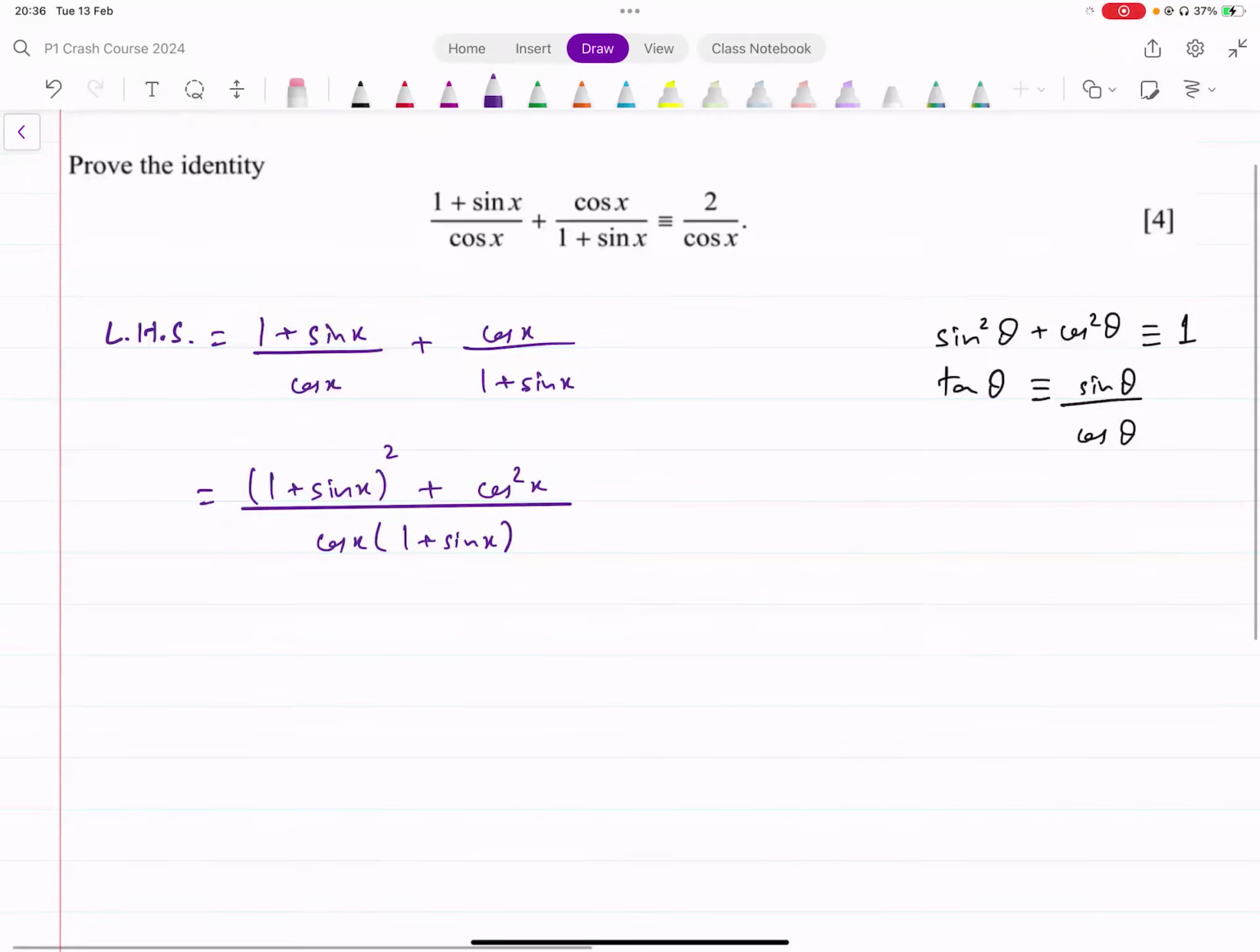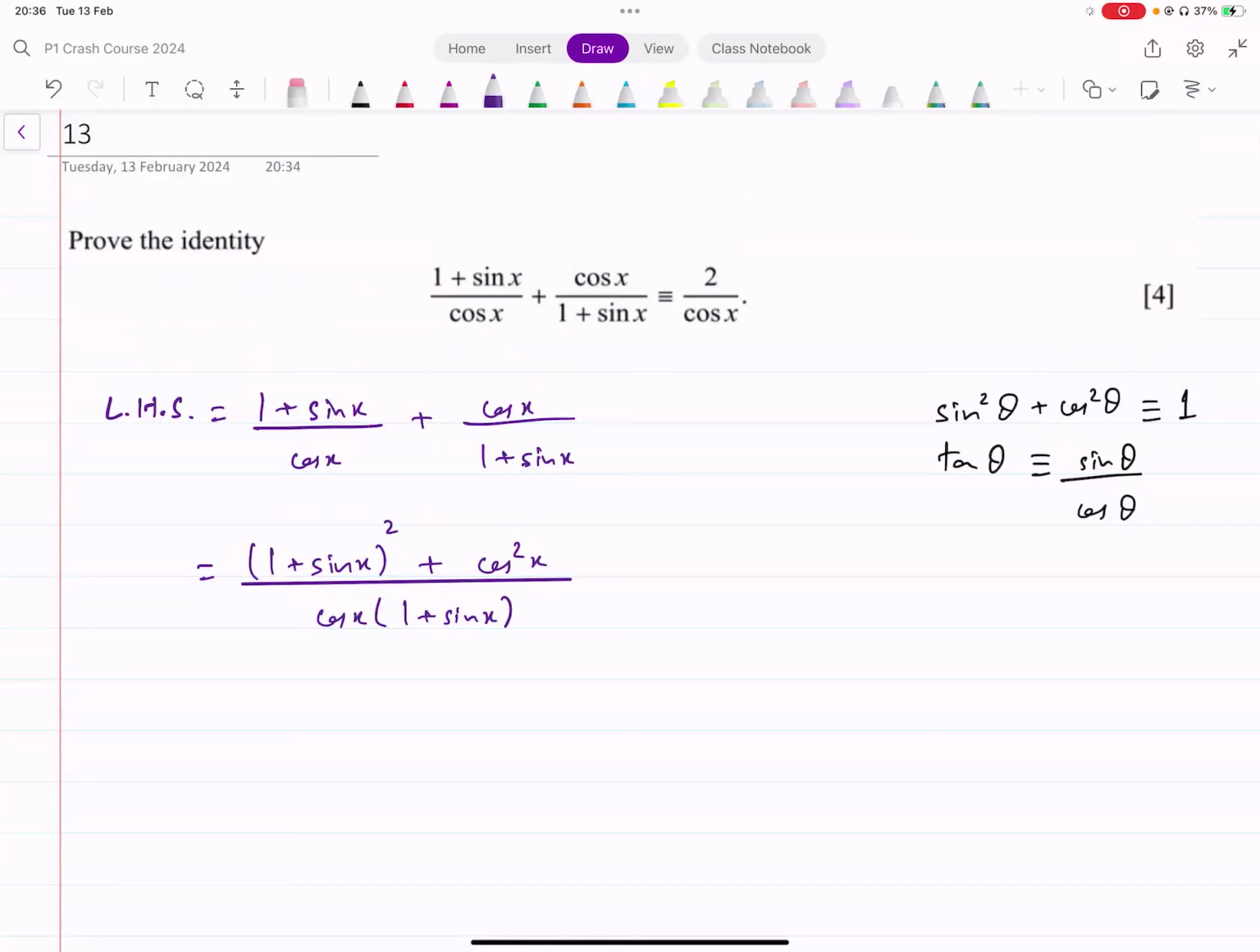Now, let's simplify this further. We can expand the numerator. The numerator gives us, this is a plus b whole squared, right? So we can say a squared, which is 1 squared, that's 1, plus 2 into 1 into sine x, that's 2 sine x, plus sine x squared, which is sine squared x, plus cos squared x. And in the denominator, we have cos x into 1 plus sin x.